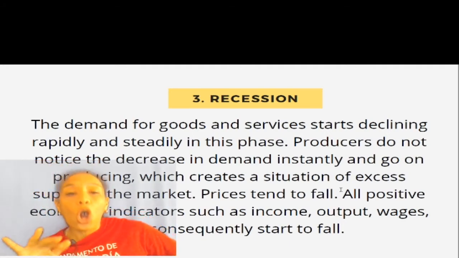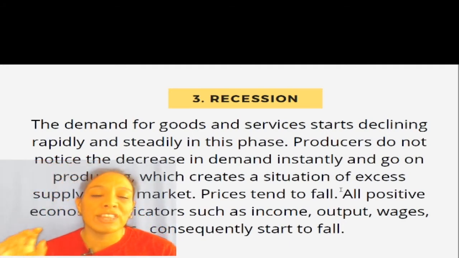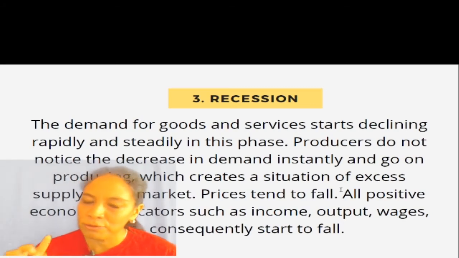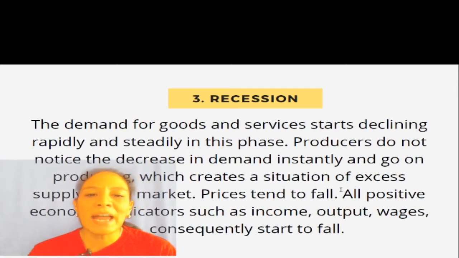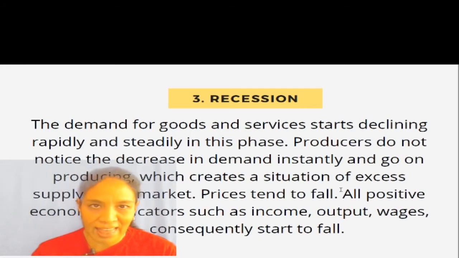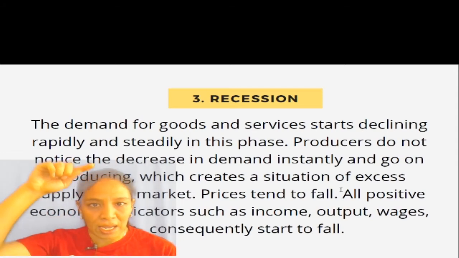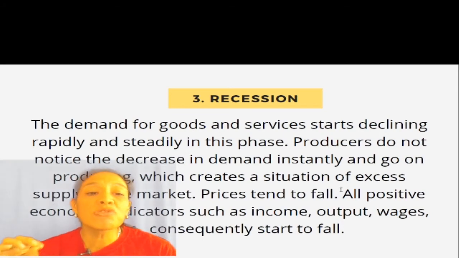But if we get out of this trough in the curve, then we are not actually in a recession. We only present recessionary traits. Okay, that's very important for you to know. The demand for goods and services starts declining, obviously, rapidly and steadily in this phase. And that's how we go to the exact opposite of the peak. We have the trough. Okay, producers do not notice the decrease in demand instantly. Obviously, you never know, you cannot foresee.